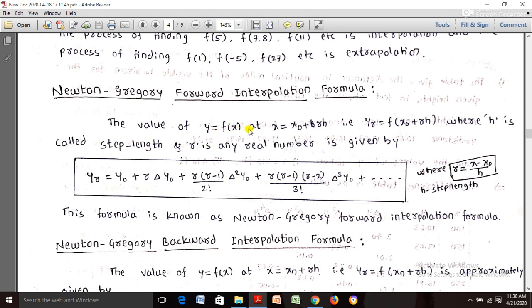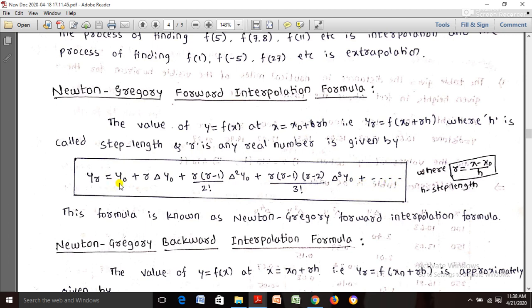The value of y, f of x, at x equal to x naught plus r into h, that is y r is equal to f of x naught plus rh. Here h is called step length and r is any real number. The formula is y r is equal to y naught plus r into delta y naught plus r into r minus 1 divided by 2 factorial into delta square y naught plus r into r minus 1 into r minus 2 divided by 3 factorial into delta cube y naught plus so on.